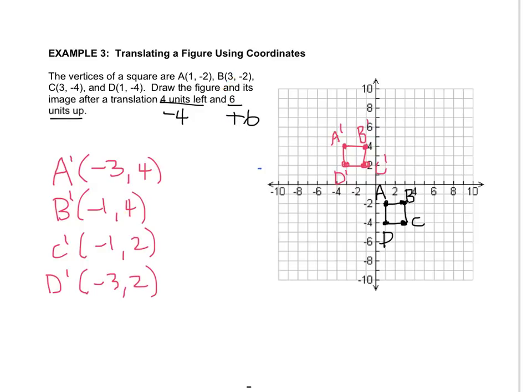So you see, you could have also created the coordinate points without having to draw the shape. And if you want, I'll do the same thing for C and D. 3 minus 4 is -1. -4 plus 6 is +2. 1 minus 4 is -3. -4 plus 6 is +2.